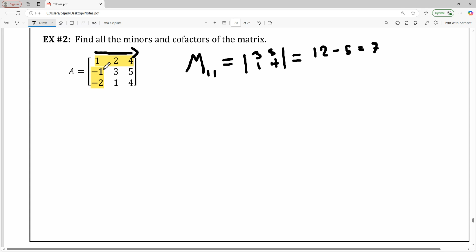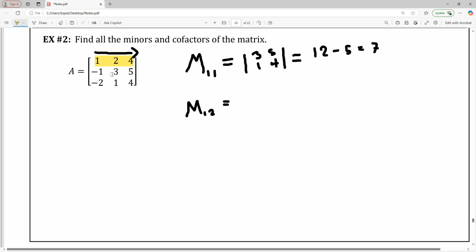But we're not done. That was just the first element. Now I'm going to move on to the second element to find minor 1, 2, the minor of row 1, column 2. This time, I need to block out not row 1, column 1. I need to block out row 1, column 2.